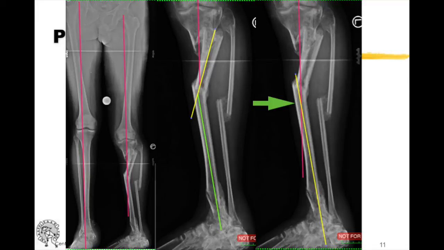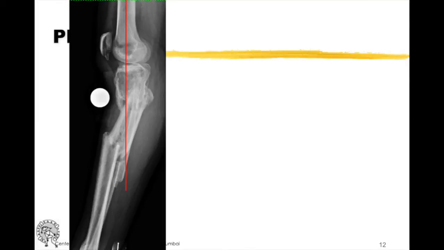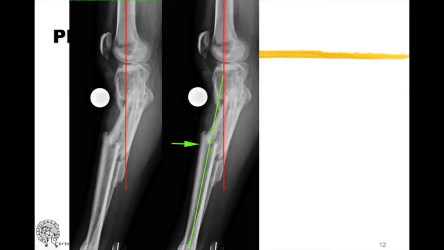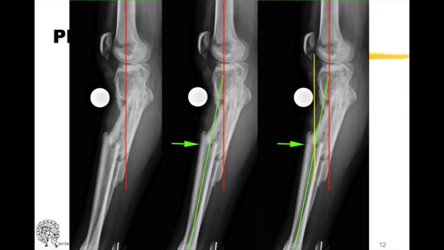If you do the osteotomy here and straighten it, overall the axis of this leg is going to be well aligned. So this is where your CORA or your hinge axis is going to be. But what about the lateral? That's the proximal axis. This is the distal axis, and that intersects over here. So in this case, we drew a third line to get a CORA point at the same level on the lateral as it was on the AP.